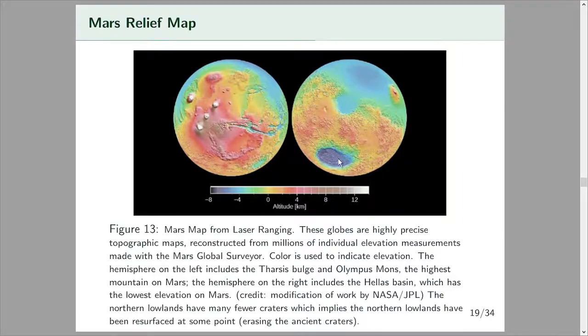This is a place for a meteor strike. You can see that the northern part of Mars, this blue area on top, has many fewer craters. It was clearly resurfaced at some point. They call them the northern lowlands and the southern highlands. There are many more craters in the highlands in the southern hemisphere than on the lowlands, and so clearly the north was resurfaced at some point. Some geologic event happened to resurface it.